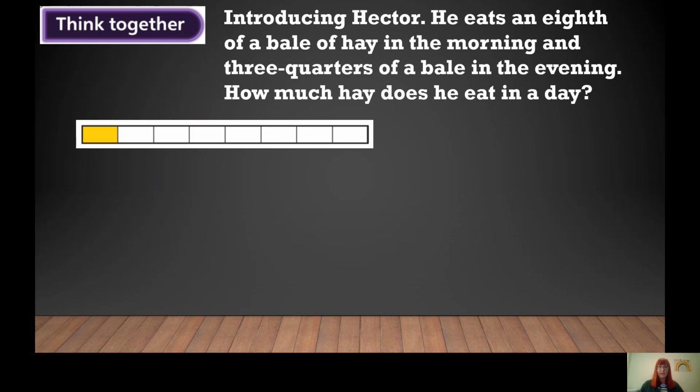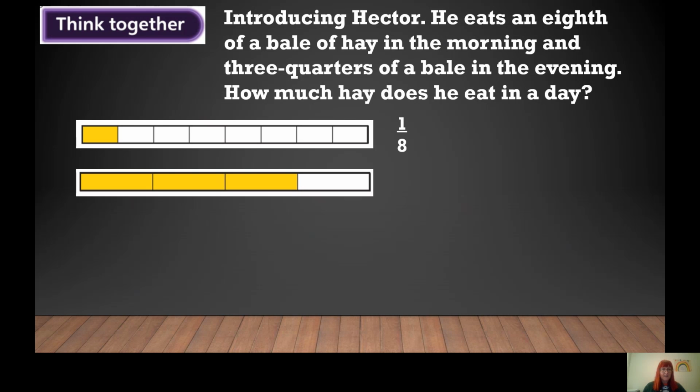Okay, let's see that represented as a bar diagram. Here we've got 1/8. So 1 out of the 8 equal parts, and that represents how much hay Hector eats in the morning. We have another bar diagram representing how much hay Hector eats in the evening, 3/4. So we've got 3, 1, 2, 3 out of 4 equal parts, and that is quarters. So how much does he eat in a day? Well, we're going to have to add 1/8 to 3/4 to find a total.